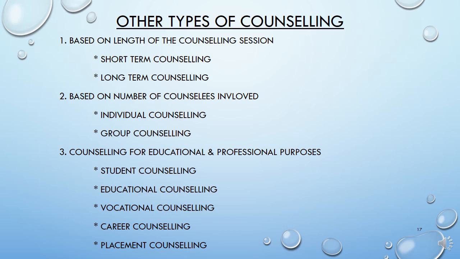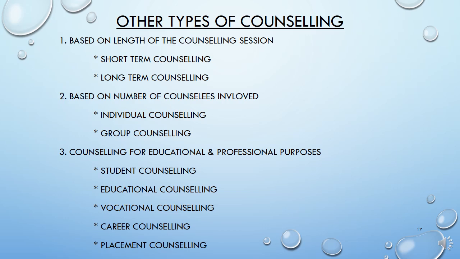So the next category is counseling based on the number of counselees involved. In that category there are two types. The first one is individual counseling and the other is group counseling. Individual counseling will be given individually between the counselor and the client. And group counseling means counseling can be given for a whole class or a whole school or some different students from different schools likewise. So counseling given for more than 2 or 3 people is called group counseling.